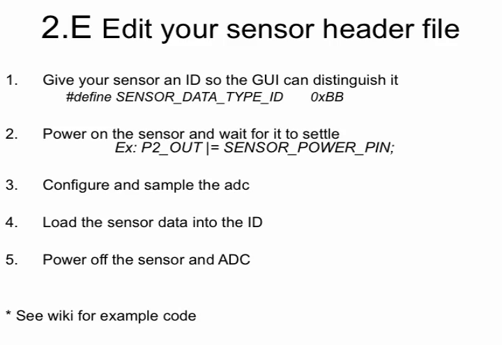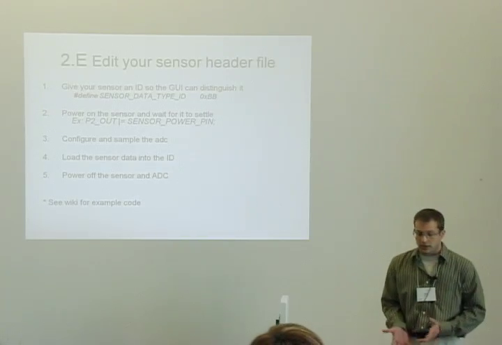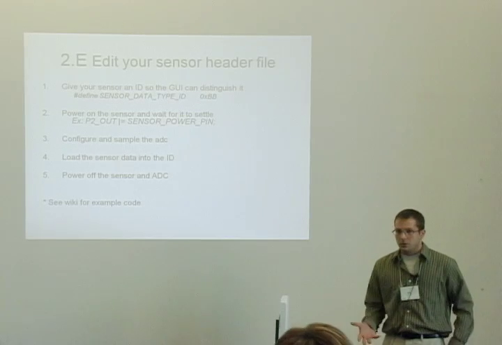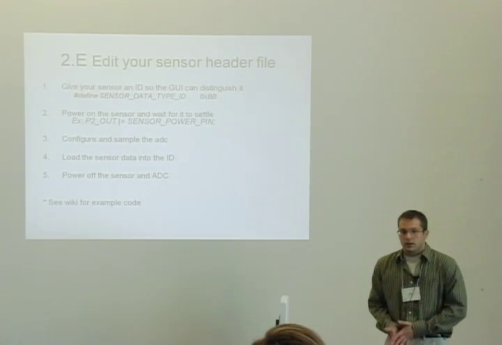We're going to make some modifications to this sensor header file. First of all, we need to give this new sensor some sort of identifier, and that tells the GUI what type of sensor data this is, so it can parse it correctly. We're going to power on the sensor, take an ADC measurement, load the sensor data into the ID, and then power things off. So there's definitely example code, and we can give you support through the wiki in these types of things.